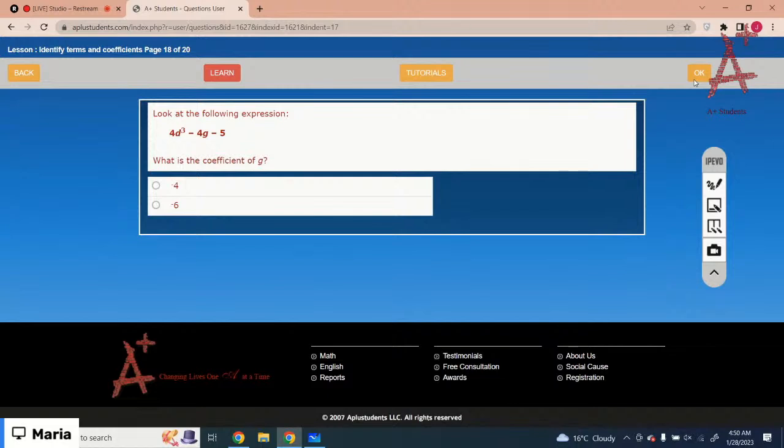Okay, the next one. Look at the following expression. What is the coefficient of g? So which is the coefficient of g? The coefficient of g is negative 4. Got it?